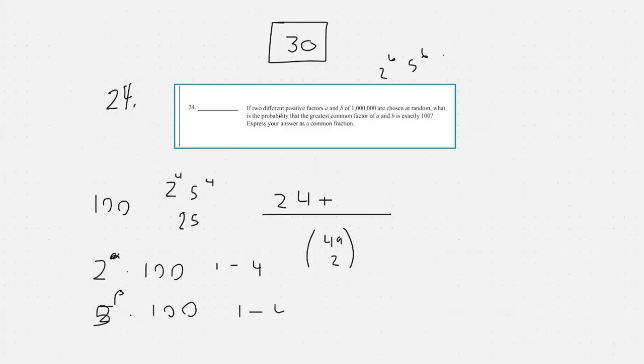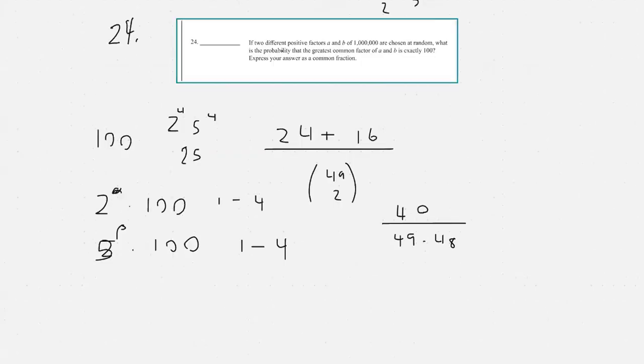So 40 over 49 times 48 over 2. Then just cross off the 2. You get an extra 3 and an extra 5, and you get 5 over 147. Okay, yeah, that was the solution I had too. So are there any questions on that?